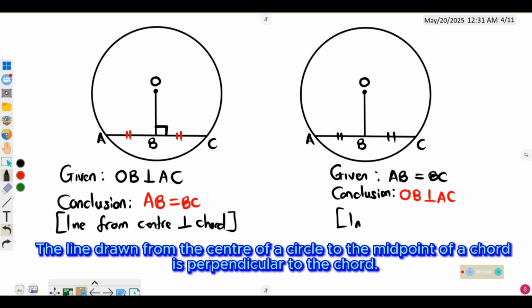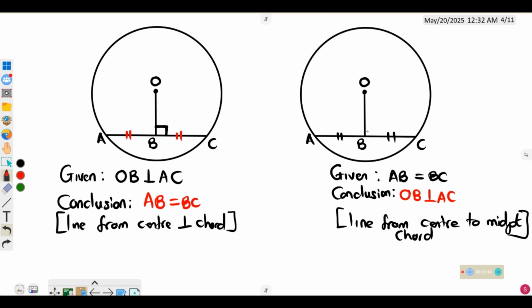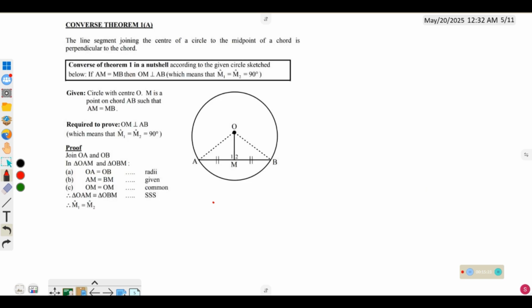This has to be line from center to what? To midpoint, mid PT of a chord. You see now that those two things are different, but they are opposites of one another. So that's our conclusion. In both cases, our conclusion is in red. So I hope this sheds some light. So that's where they've proved it. That's where you have it, right? Okay, let's move on from that.